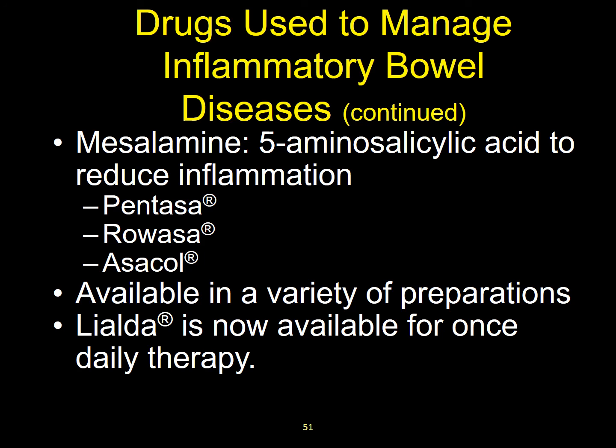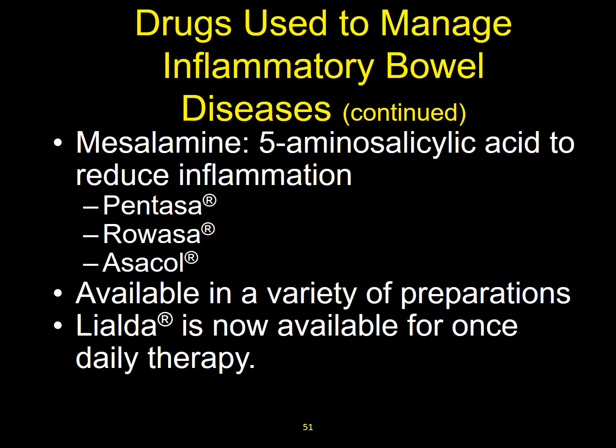Now, these older drugs, these are anti-inflammatories whose goal is to work in the gut. These are not systemically absorbed. You either take these as a pill or insert them as a suppository. Pentasa, Rowasa, and Asacol have been around forever, and keeping in mind that we're talking about inflammatory bowel disease, these are anti-inflammatories. So again, they don't have nearly the potential for side effects as the TNF-alpha drugs, but they also don't have nearly the effects. So these are for more mild cases of inflammatory bowel disease.